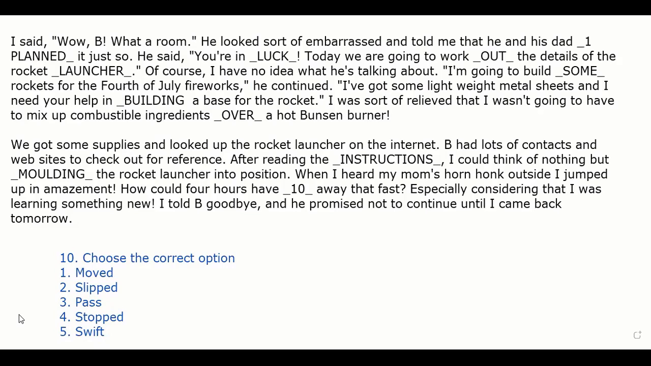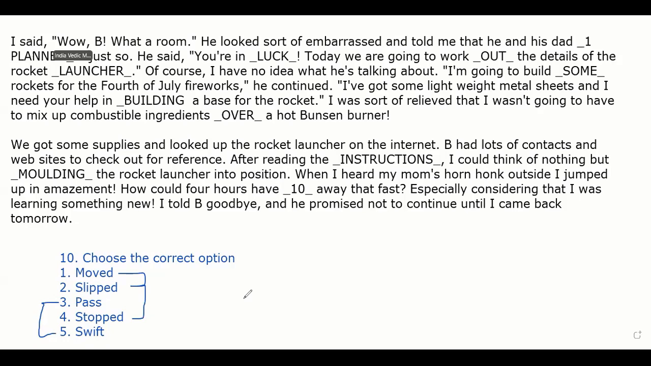When I heard my mom's horn honk outside, I jumped up in amazement. How could 4 hours have moved away, slipped away, passed away, stopped away? Okay, no, it's not passed, it is pass away. And swift away. What do you think about it? Does it have to be past or present? Because 3 words are past and 2 words are present. What do you think? See, this is the past, this is the past, this is the past. These are the present. So think which group will come, the present ones or the past ones.